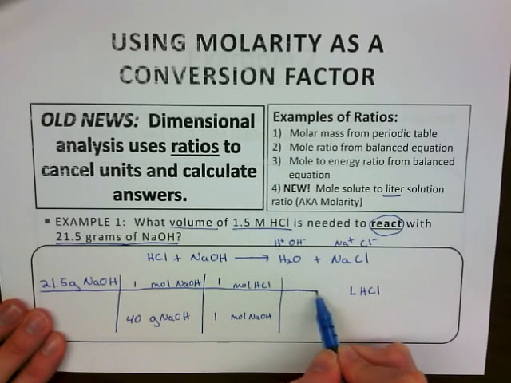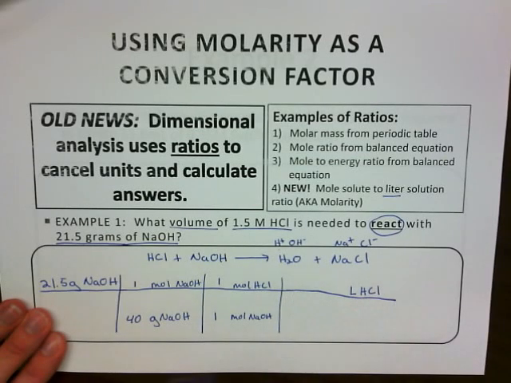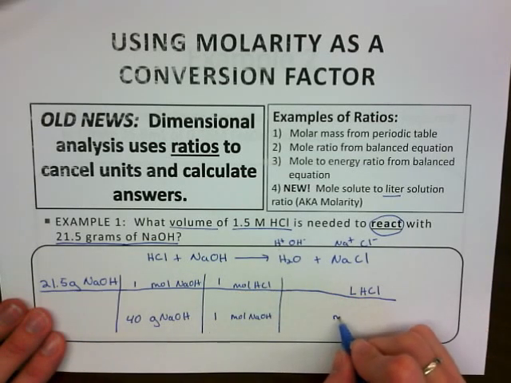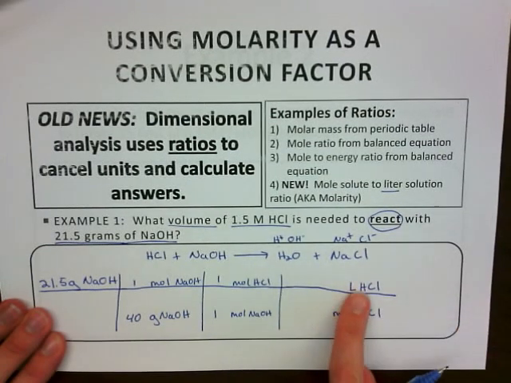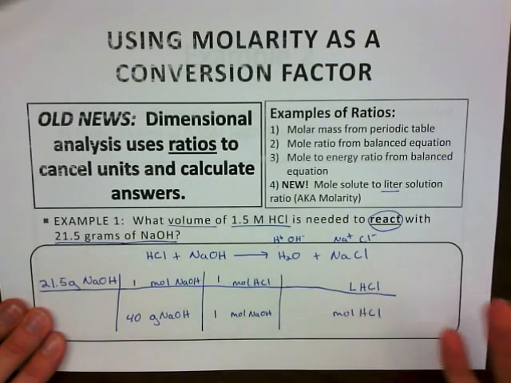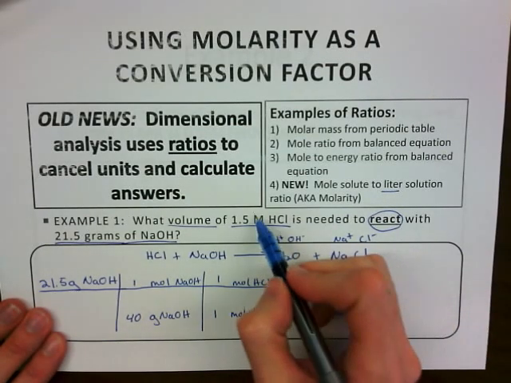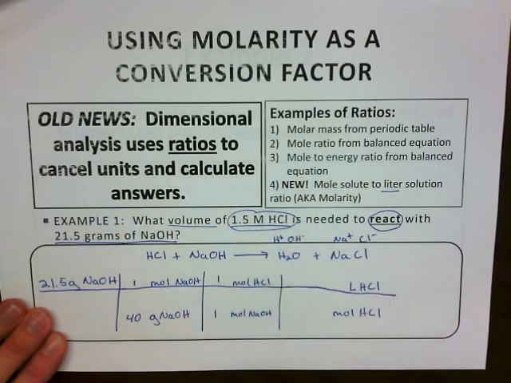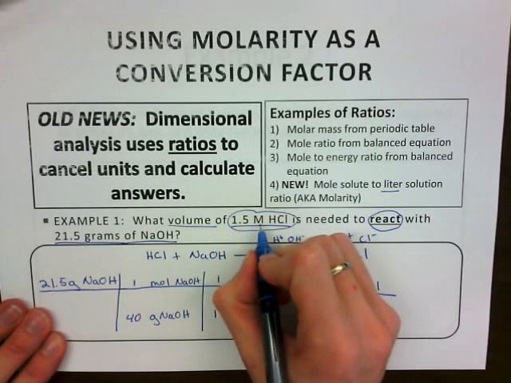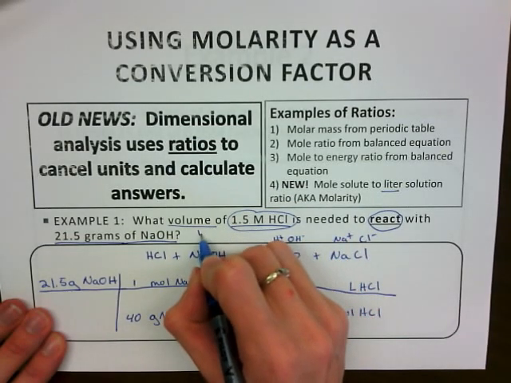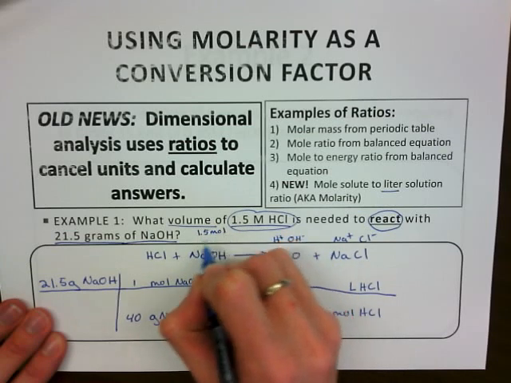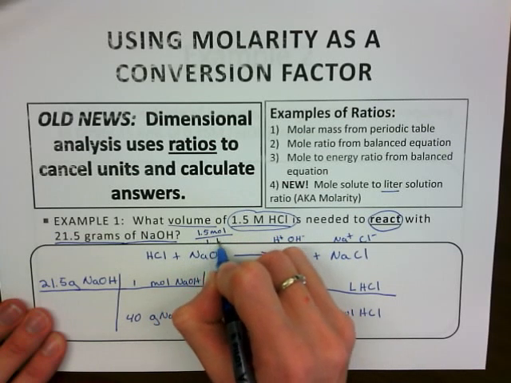Finally, I can use my molarity. I have moles of hydrochloric acid. I want liters of hydrochloric acid. Now, what is this new ratio I have? Well, I have molarity. If I want to write that somewhere off to the side, maybe down here, if I translate what the capital M molar means, it means I have 1.5 moles per 1 liter.